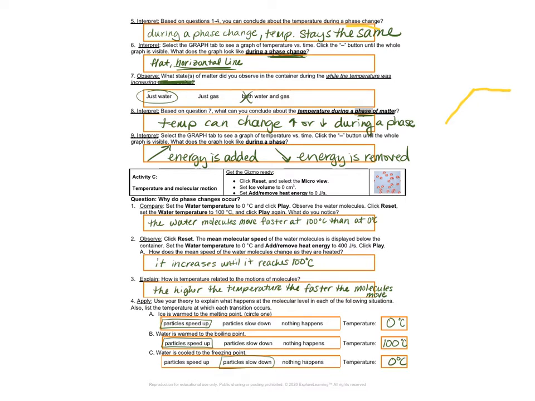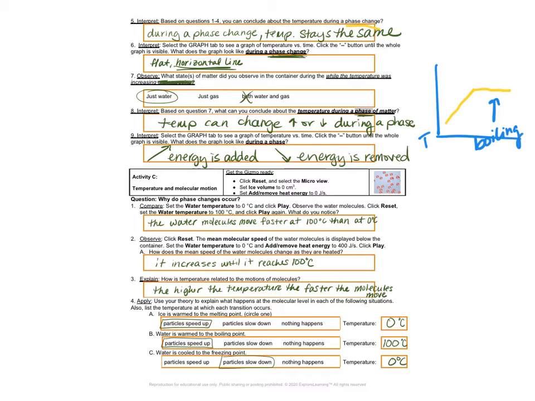So while it was boiling, the line is flat. It's a horizontal line during a phase change. That's because temperature is on the y-axis. And if the temperature is not increasing or decreasing, you're not going to have a slope. So you're going to have a flat line.